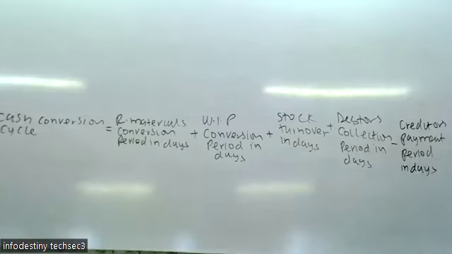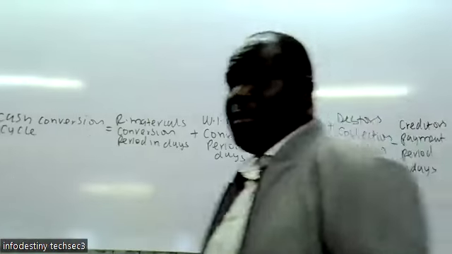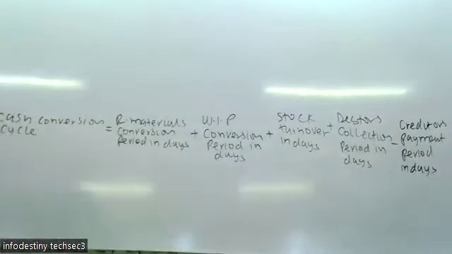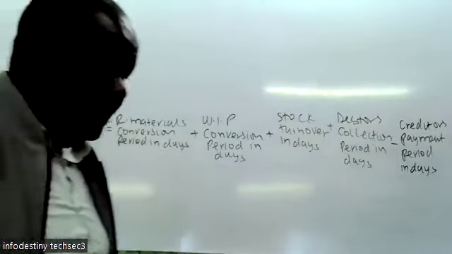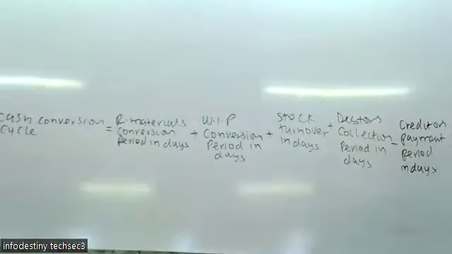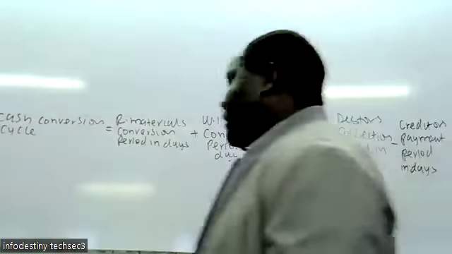So when it was non-manufacturing, there were only 3 items: stock turnover, debtors collection, and the creditors payment. But now there is the raw material conversion period in days, and also the work in progress conversion period in days. So that's now how we shall be able to come up with the cash conversion cycle. So we now factor in 2 items: raw material conversion period in days, and also the work in progress conversion period in days.